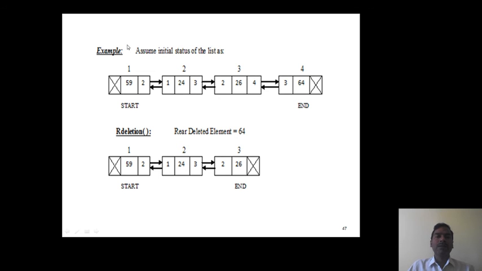Okay. Now this example. This is the initial status of the list. Here the elements are 59, 24, 26 and 64. Now we are applying the R deletion operation. That means we are deleting the rear element of the list. Here the rear element is 64, hence the rear deleted element equals 64. So after deleting the rear side element, the list becomes 59, 24 and 26.